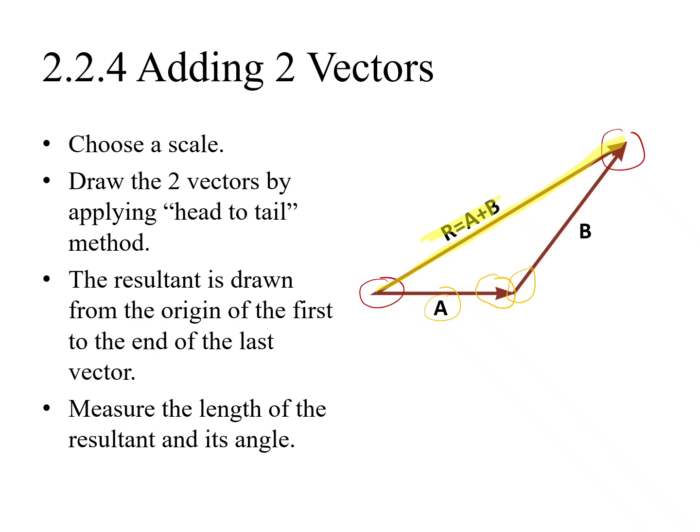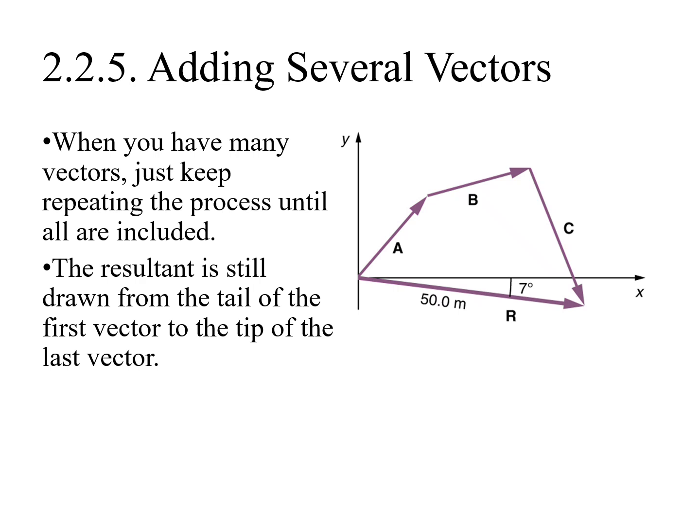The same idea works for more than two vectors. If there are several vectors, continue the same head-to-tail process. Place each vector at the head of the previous one. After all vectors are included, the resultant is still drawn from the tail of the first vector to the head of the last vector. This method gives a visual estimate for magnitude and direction.